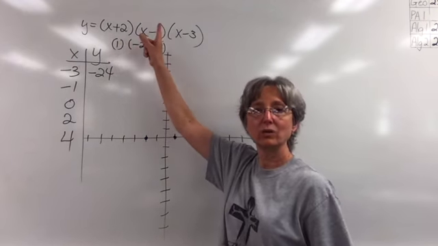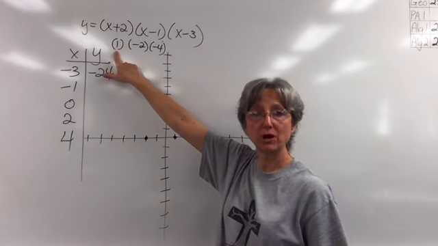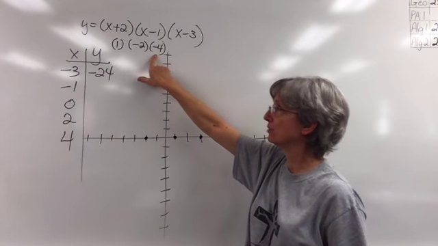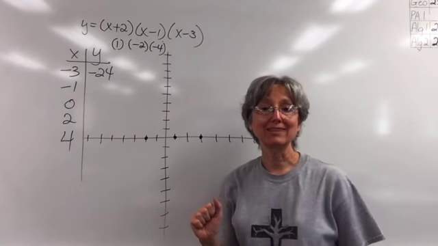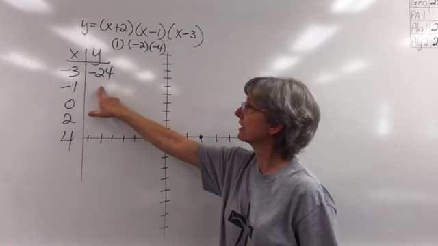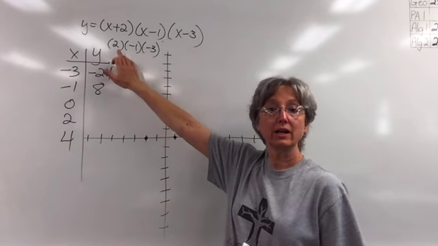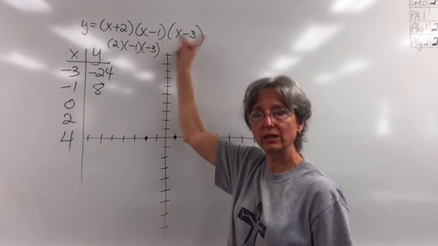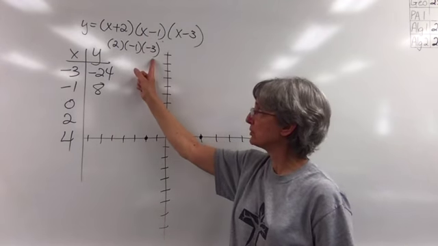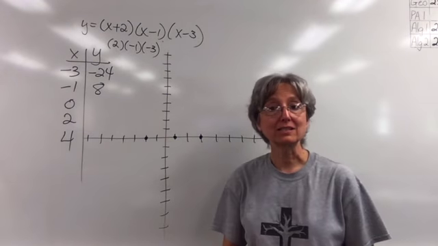I plugged -1 into each of these binomial expressions, and this one came out +1, -2, -4. When I multiply those together, I get +8. So when x is -1, y is 8. When x is 0, I come out with 2, -1, and -3. Are you seeing how I get those numbers? So when I multiply those, I get +6. So when x is 0, y is 6.